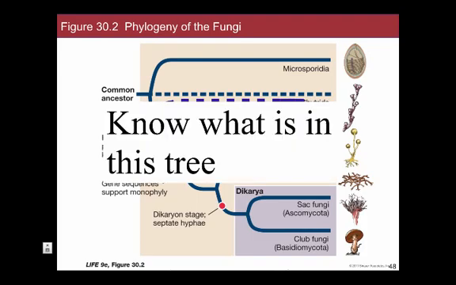So you should know what's in this tree. We are now zooming in on one lineage of eukaryotes, the fungi. Again, I didn't expect everybody to know everything about every single lineage of eukaryotes, but you really have to know at least these 6 groups, how they relate to each other, and a little bit of detail about the biology of each of these groups, as we will see.